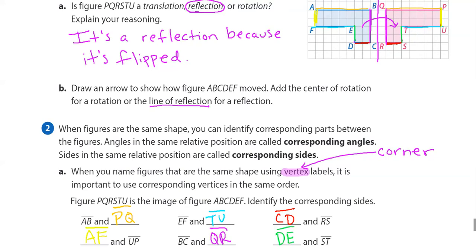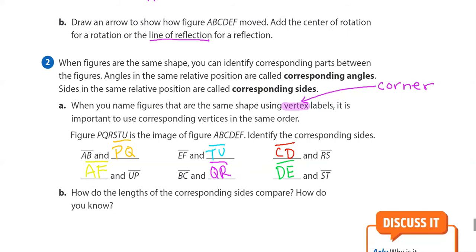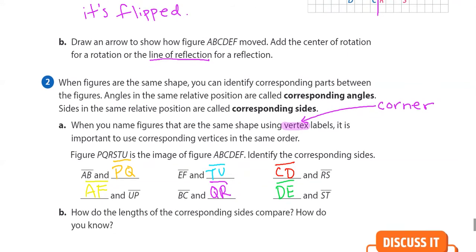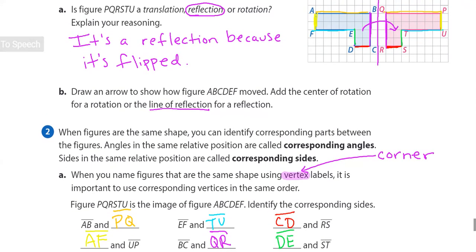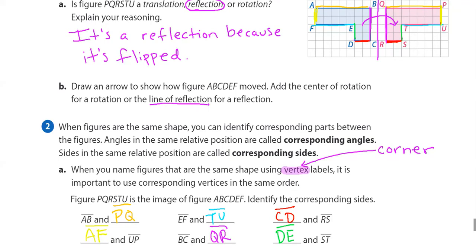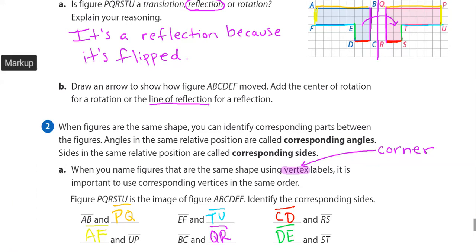Ta-da! Look at all those corresponding lines, the matching sets. Okay, now how do you know the lengths of the corresponding sides compare? How do the lengths of the corresponding sides compare, and how do you know? Okay, well, how do they compare? So let's take BC and QR, for example.